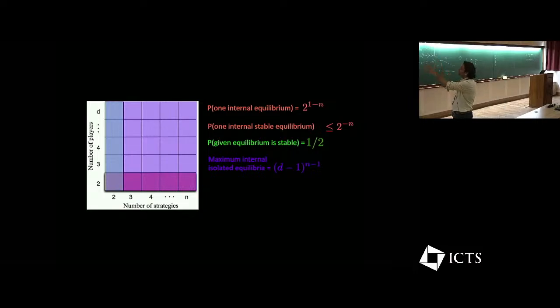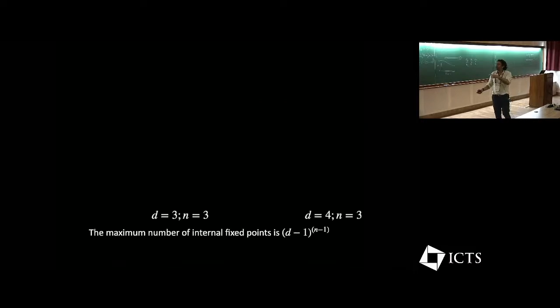So the maximum number of internal isolated equilibria actually is then d minus 1 to the n minus 1, because you have d minus 1 in each of those equations, right? And then we have n minus 1 of those, right? So you could, in principle, have d minus 1 to the n minus 1 interior fixed points in those high-dimensional simplexes. So for d equal to 3, n equal to 3, how many fixed points do we expect? 4, and 4 would be the maximum possible, right?